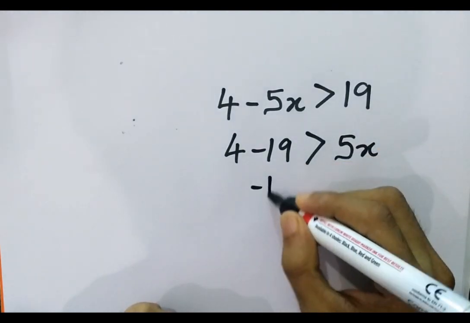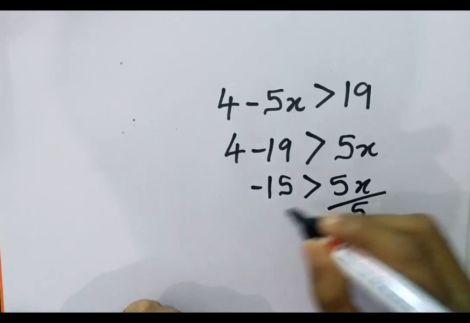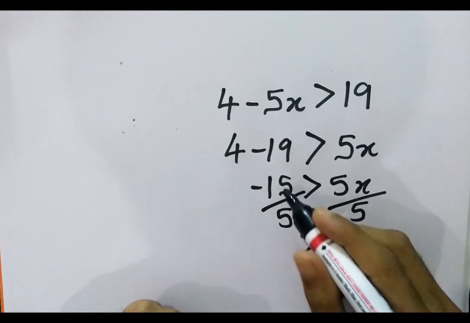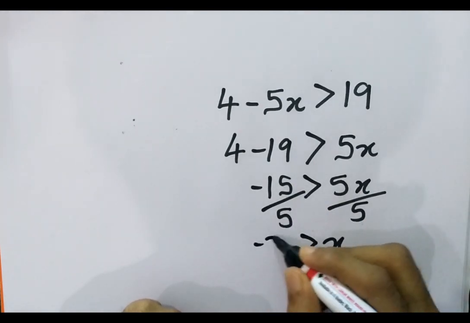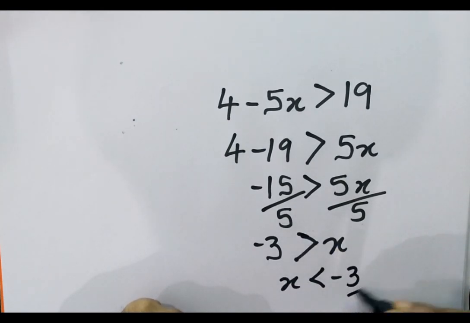4 minus 19 is minus 15. And now we can divide both sides by 5 to isolate x. Okay, so x is less than minus 15 divided by 5, which is minus 3. So we can say x is less than minus 3. We can write it like this, or else x is less than minus 3.